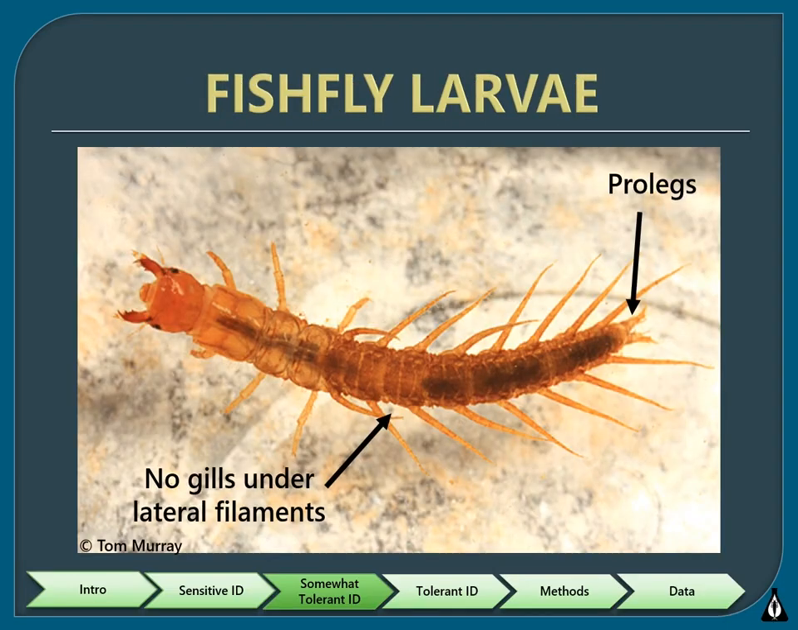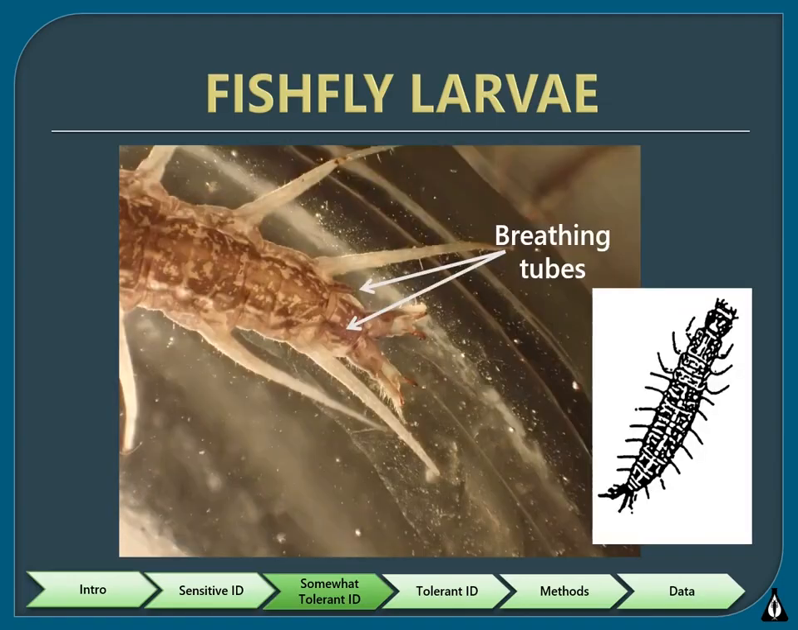This image is a fish fly larva. It looks almost identical to the hellgrammite, except it does not have gills under the lateral filaments. The fish fly is also smaller in relative size than the hellgrammite. But remember, some hellgrammites can be smaller and easily confused with fish fly. The key identifying characteristic is the lack of gills under the lateral filaments. While not used as an identifying feature, breathing tubes may be seen on fish flies under a magnification.